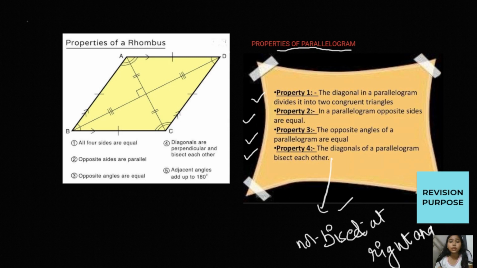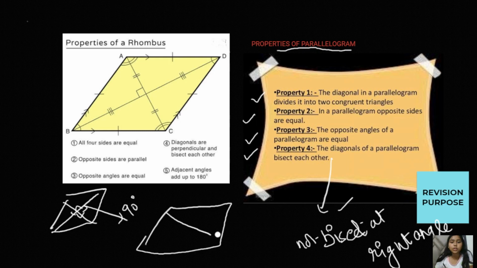So what is the difference between the two? In the case of a rhombus, the diagonals bisect each other at right angles, so these are 90 degrees, right? In the case of a parallelogram, they just bisect each other, and the angle is not 90 degrees. This is the difference between the rhombus and the parallelogram.